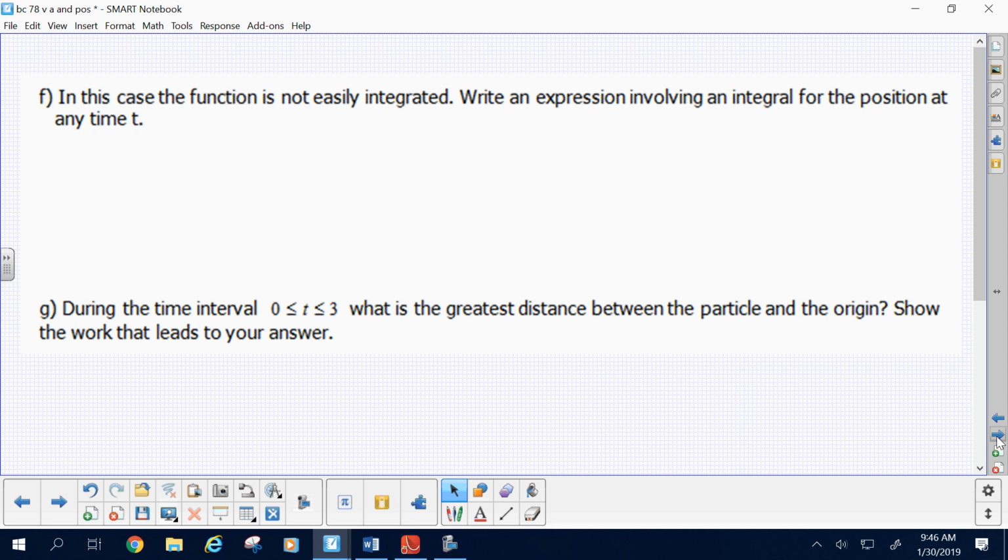Let's go to F. In this case, the function is not easily integrated. In fact, it cannot even be integrated unless you know infinite series. So, not everything can be integrated. If I asked you to write an expression involving an integral for the position at time t, give that a go, please. Give that a go.